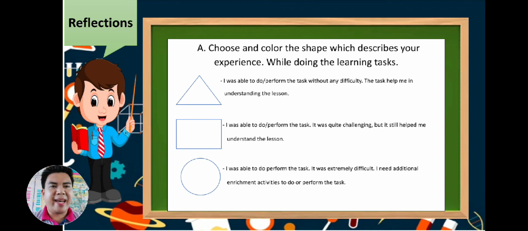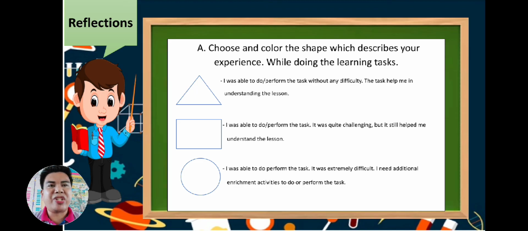When you choose triangle, it means that I was able to perform the task without any difficulty. The task helped me in understanding the lesson. If you are going to choose square, I was able to perform the task. It was quite challenging, but it still helped me to understand the lesson. And if you choose circle, it means that I was able to perform the task. It was extremely difficult. I need additional enrichment activities to perform the task.